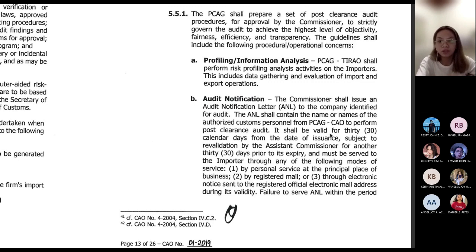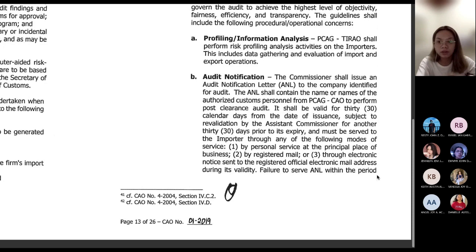It shall be valid for 30 calendar days from the date of issuance, subject to revalidation of the Assistant Commissioner for another 30 days prior to the expiry and must be served to the importer through any of the following modes of service. 1. By personal service at the principal place of business. 2. By registered mail. Or 3. Through electronic notice sent to the registered official electronic mail address during its validity.